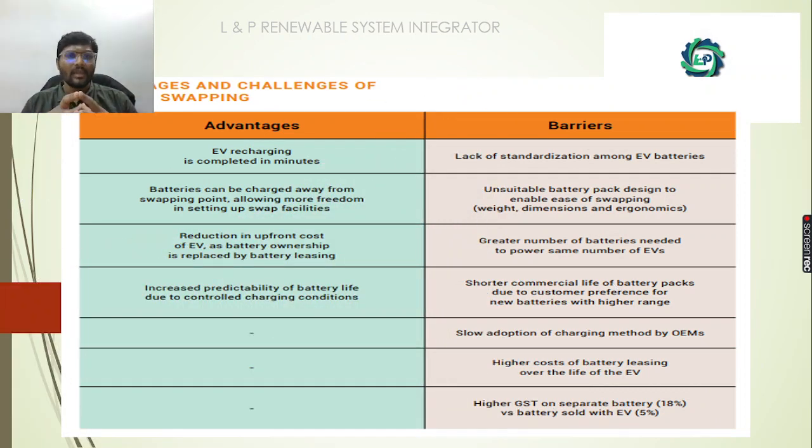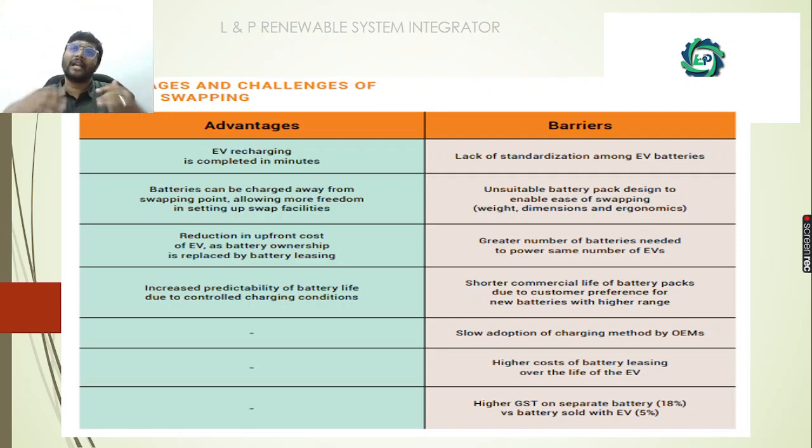The biggest advantage is that we can make the EV recharging happen in a minute. But the only thing is that we need to make the standardization of the electric vehicle, because now so many brands are available in the market. Some persons will create an electric vehicle with some sort of battery specification, and the same batteries we cannot use for the other vehicle. So such disadvantages or barriers are there, and we need to make a standardization.